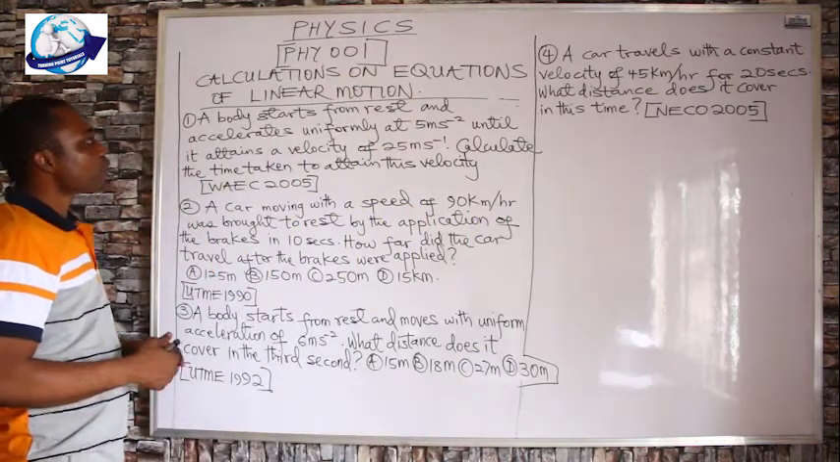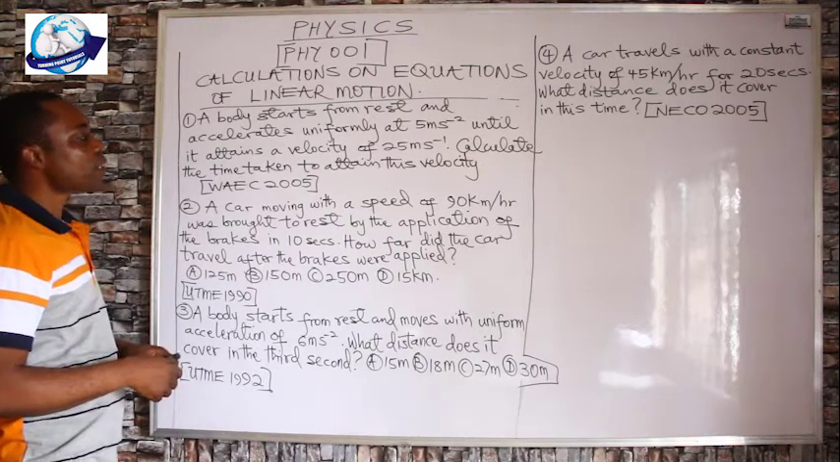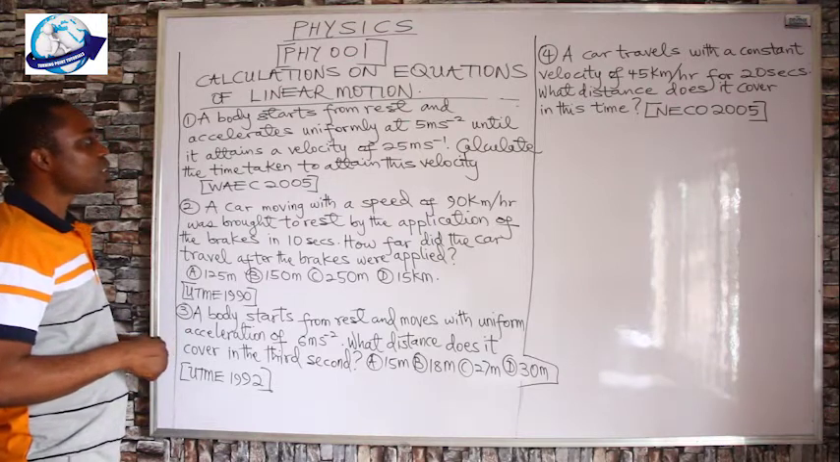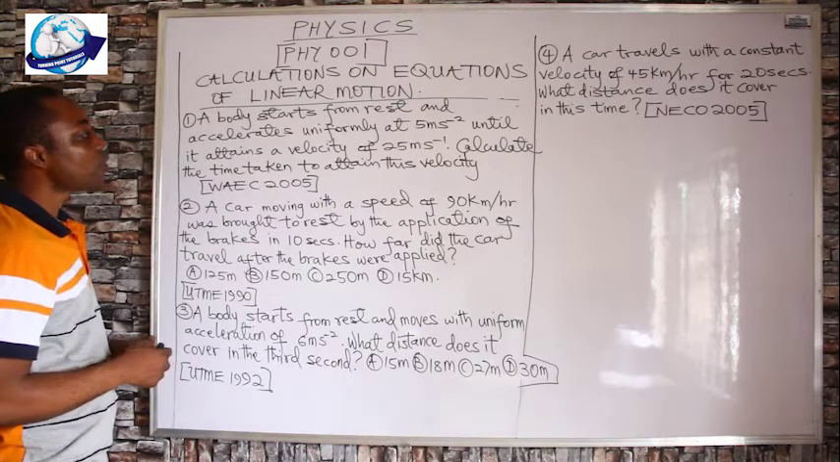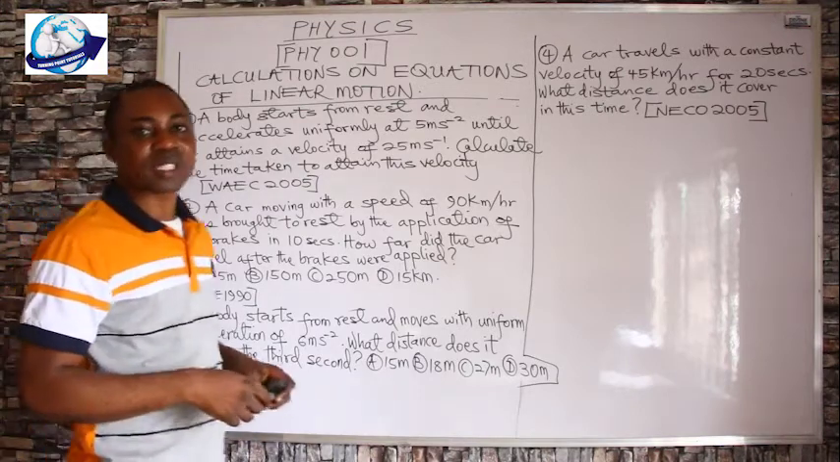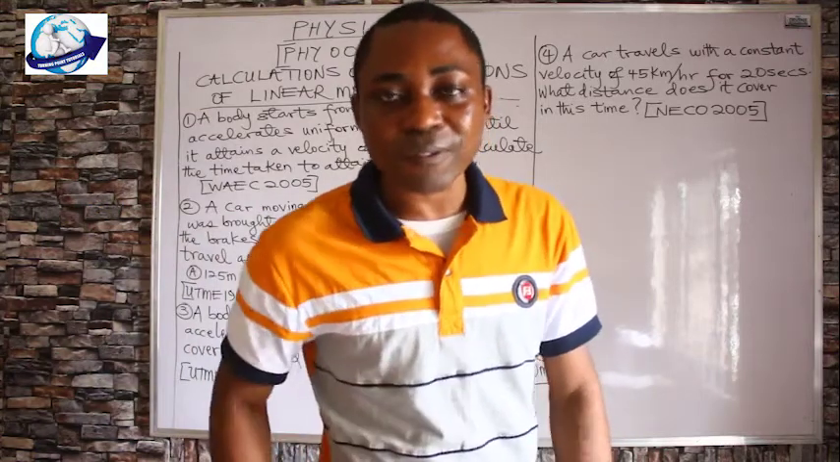A body starts from rest and accelerates uniformly at 5 meters per second square until it attains a velocity of 25 meters per second. Calculate the time taken to attain this velocity. This is a NECO 2005 question.